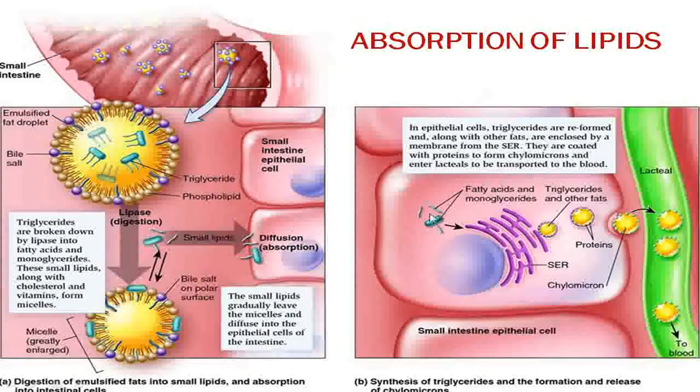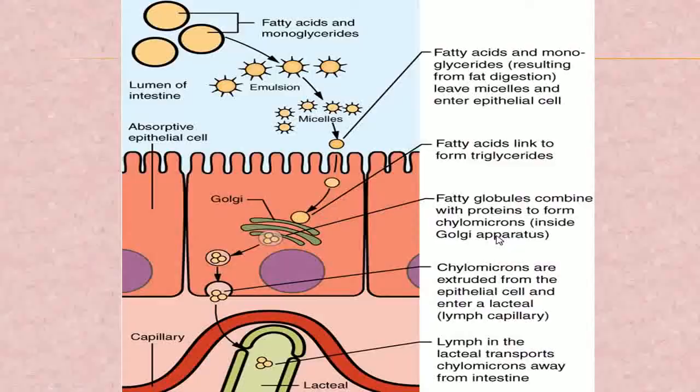These fatty acids and glyceride or monoglyceride recombine and are surrounded by a layer of protein, so they form chylomicron. Then through exocytosis they enter into the lacteal, and this packaging or this conversion takes place in the smooth endoplasmic reticulum of these columnar epithelial cells.